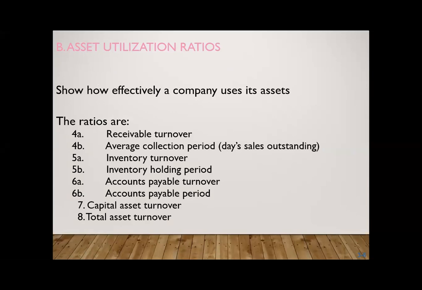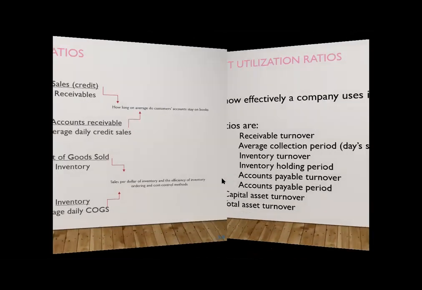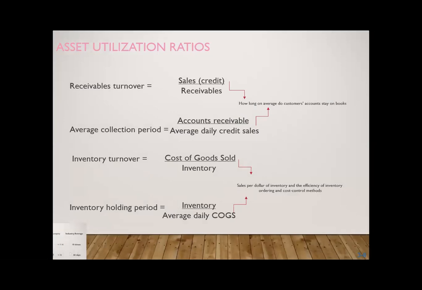Then we also look at asset utilization ratios. And we say that these ratios show how effectively a company uses its assets. And we look at receivable turnover, average collection period, inventory turnover, inventory holding period, accounts payable turnover, accounts payable period, capital asset turnover, and total asset turnover. And again, you can see how these different ratios were calculated.